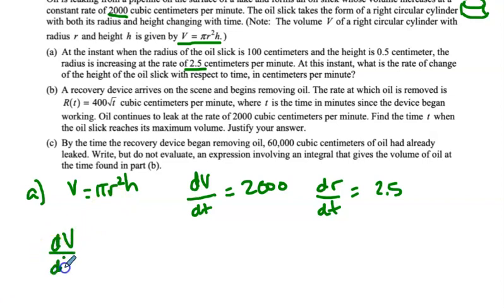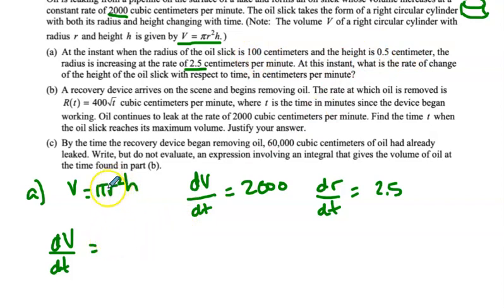So dV/dt is the derivative of V. And then I need the product rule here because there was no way to solve for r in terms of h or h in terms of r. Plus, they gave us two different values, one for radius and one for height. So we're going to be able to use the product rule.